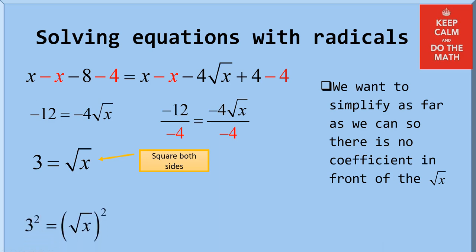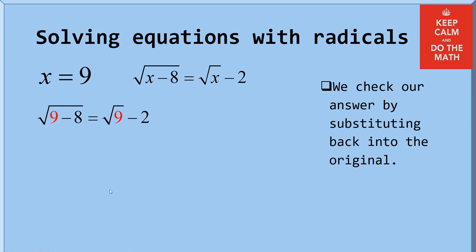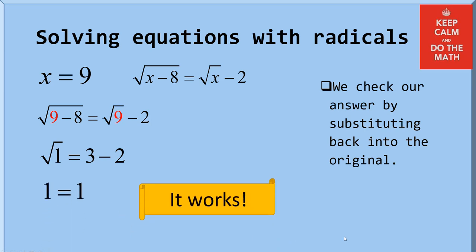So now I'm going to square both sides, and what I'm going to end up with is that x equals 9. So just as before, we do want to check to see if 9 works. So we're going to check it by substituting back into the original equation. So there's the original equation. There was my answer. So 9 minus 8, we'll take the square root of that, equals the square root of 9 minus 2. Just plug it in for wherever is the x. That gives us square root of 1 equals 3 minus 2, and 1 equals 1. It works.